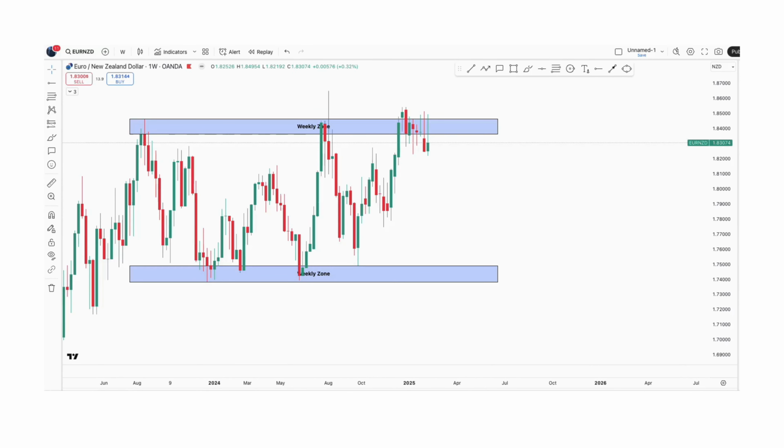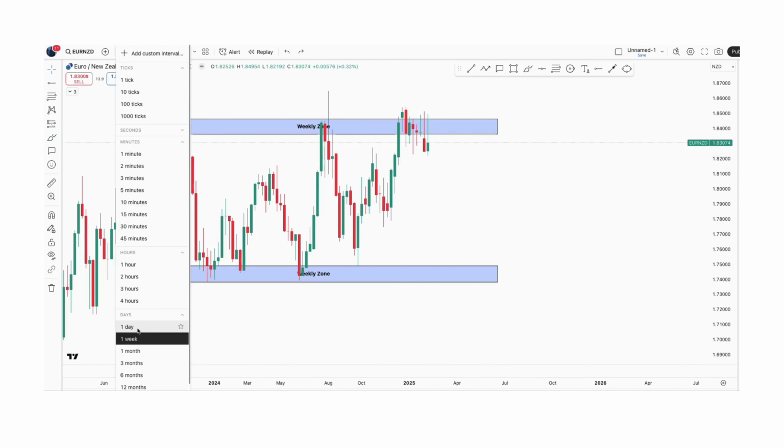All right, so for our last pair of the week, we're going to be looking at Euro NZD. Here on the weekly time frame, very similar to the last pair, we have price chilling at resistance, and we are looking for a nice short opportunity going into this week, especially after last week had a nice bearish pin bar closing candle.